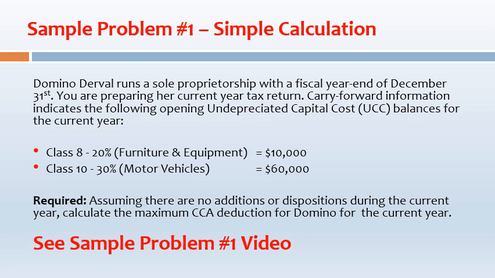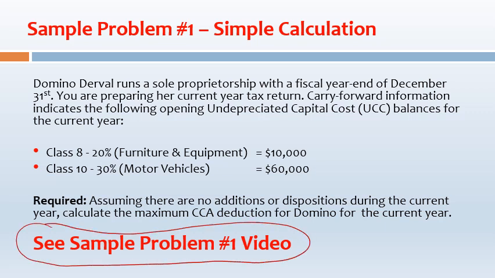So this sample problem is going to be really, really simple. It's sample problem number 1, and it's just going to take a look at the calculation of CCA for a couple of different classes, a Class 8 and a Class 10 asset for a small business owner. So go check out that video and then join back up with us when you're done.